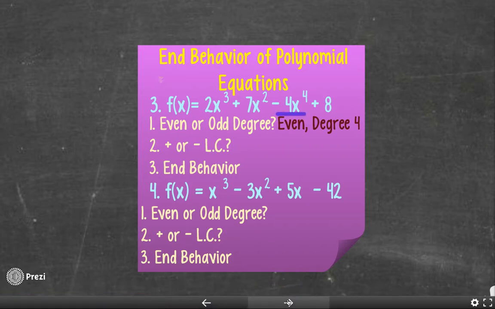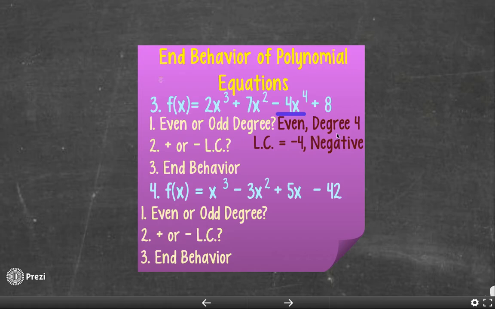Well, the leading coefficient is with my term that has the degree. So my degree was x to the 4th. So the leading coefficient of that is negative 4, which makes it a negative leading coefficient. So my end behavior, let's think about it. We have to combine these two pieces to know the end behavior.